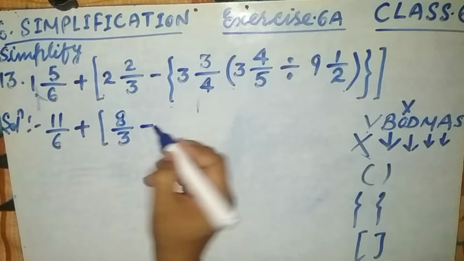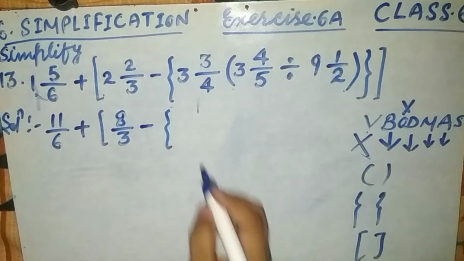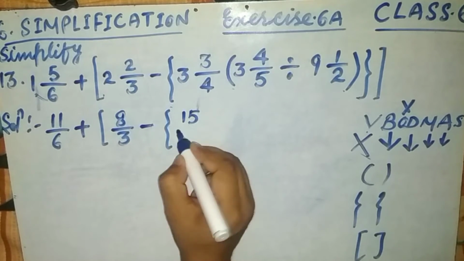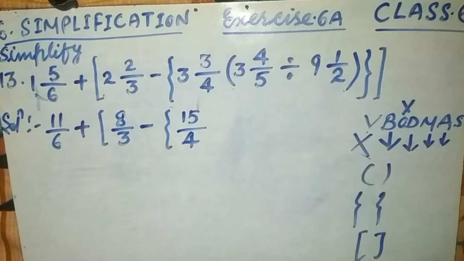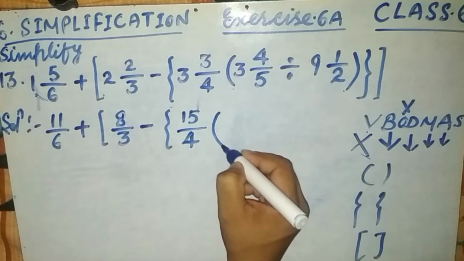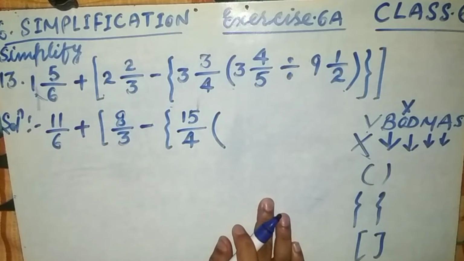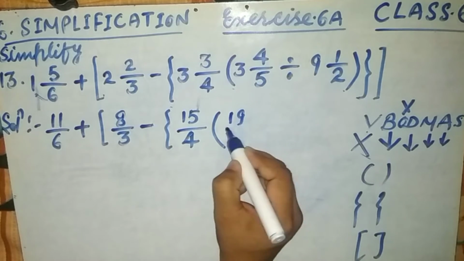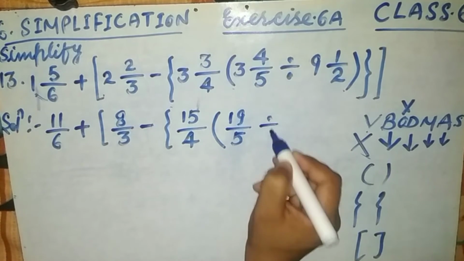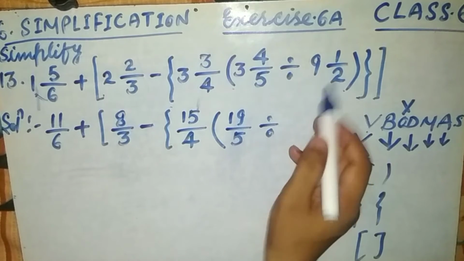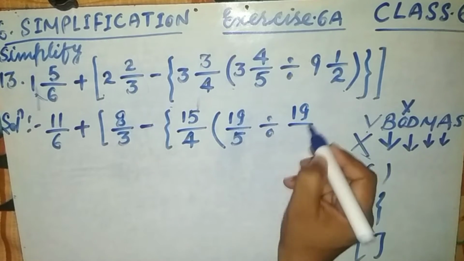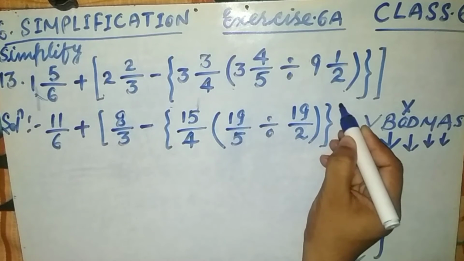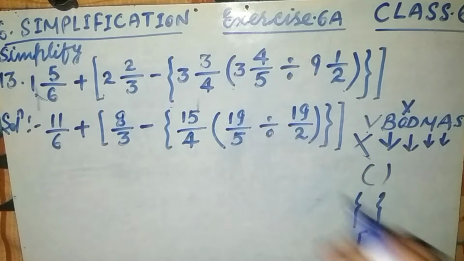Now this is the minus. Write the curly bracket as it is. Once again, see: 4 times 3 is 12, 12 plus 3 is 15, 15 divided by 4. Now here is the close bracket. Next, 5 times 3 is 15, plus 4 is 19, 19 divided by 5. Divide as it is. 9 times 2 is 18, plus 1 is 19, 19 divided by 2. Close the small bracket, the whole curly bracket, the whole big bracket.